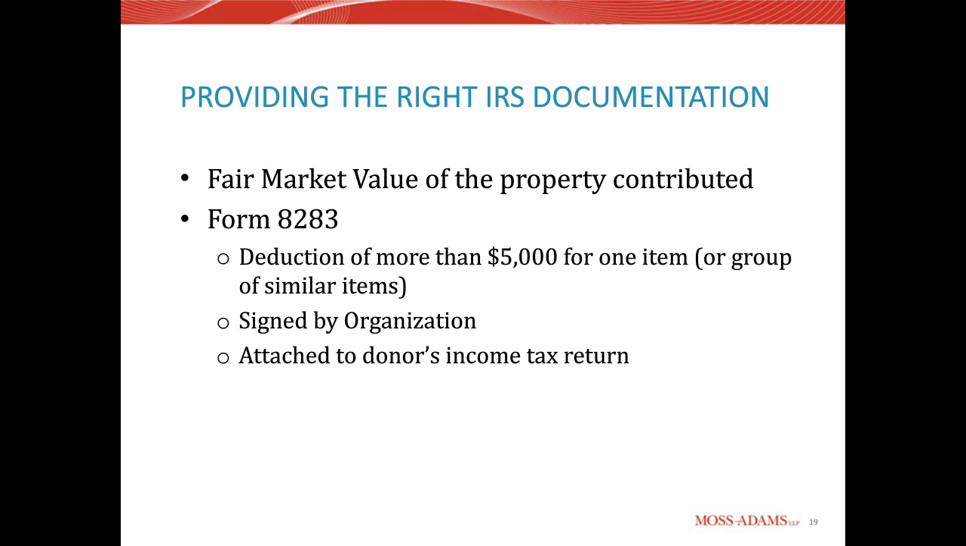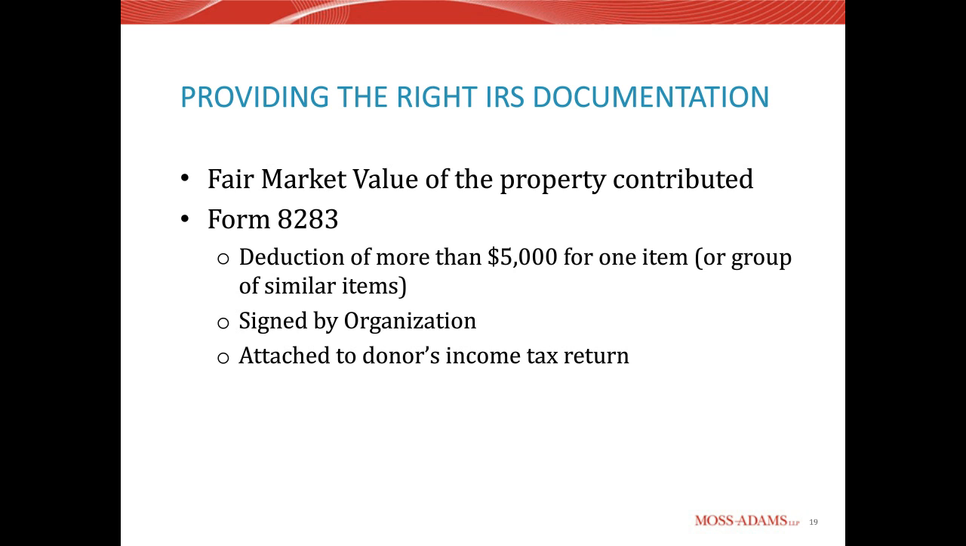So that 8283 is filed with the IRS, and a copy is provided to the charitable organization receiving the gift. And so let's say that your organization receives a house valued at $225,000. It did receive a qualified appraisal. And you don't intend to use it within your mission. You intend to liquidate. So that 8283 is filed with the donor's tax return. A copy of it is provided to you.